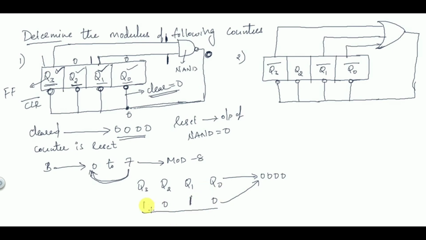So when you are giving 1 0 1 0, the next state will be 0 0 0 0, because all the flip-flops will be cleared, so it will be reset. Same concept as here: if you are giving 7, the next state will be equal to 0. Similarly here also, 1 0 1 0, the next state will be equal to 0.